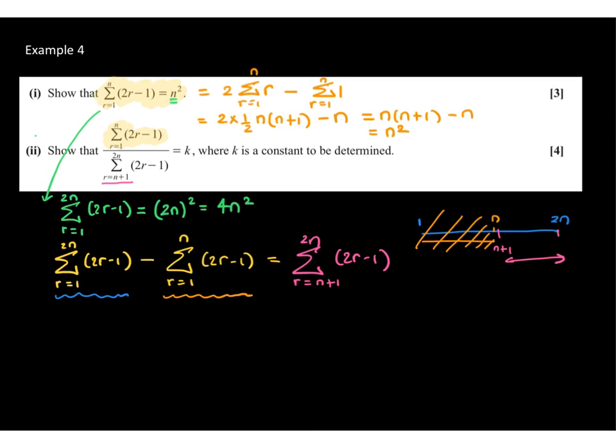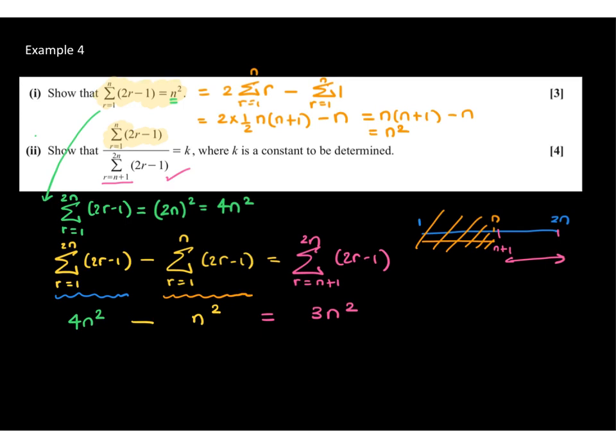So we know that this part here, this first summation, is equal to 4n squared. We worked it out. Now, this second part here, the sum between r equals 1 and n of 2r minus 1, well, we know what that is. That was the very first part of the question. That's n squared. So this, the sum between r equals n plus 1 and 2n, is going to equal 3n squared. So that's this here.